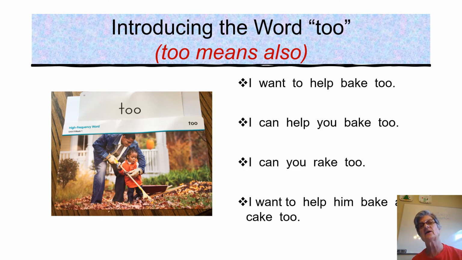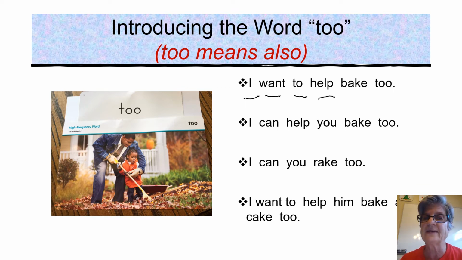Now let's look at our sentences. The first sentence has some words we know. Let's look at I. I will underline the words that we know. Oops. Sorry about that. Let's try again. I want to help. Oh, this is a new word.